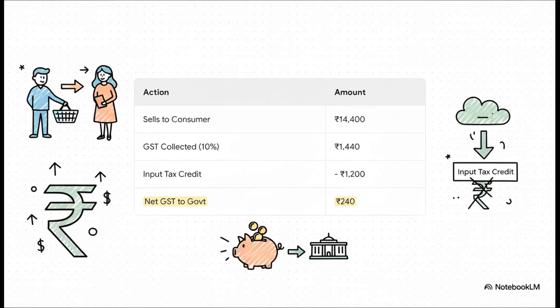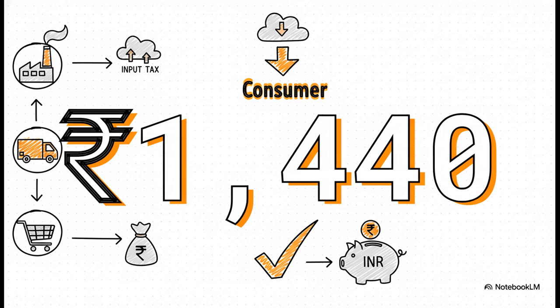And it's the exact same logic for the retailer. They buy for 12,000 and sell it to you for 14,400. They collect 1,440 in GST, but they get to claim the 1,200 in tax paid by the wholesaler as their ITC. So what's their net tax bill? Just 240 rupees, which is exactly 10% of the value they added. See the pattern? So here's the crucial takeaway.